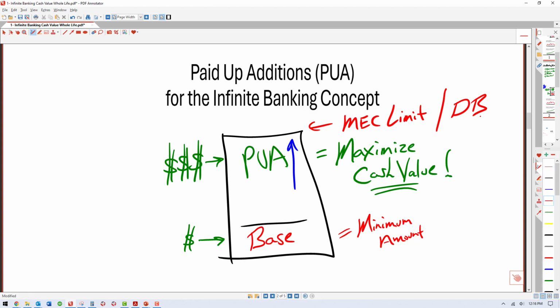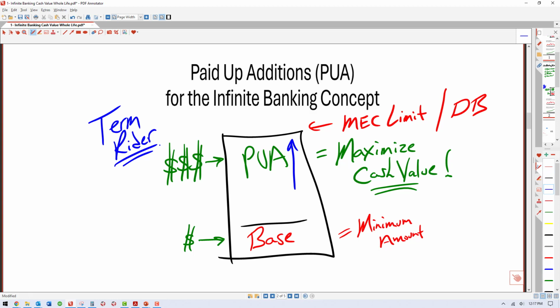Well, if we're minimizing the base premium to purchase the least amount of whole life insurance, how do we get the MEC limit higher so that you can get extra cash going into PUA? By adding a term rider to the whole life policy. So this is term insurance, and the term insurance rider might be on the policy for 7 years, 15 years, 30 years. It depends on how much premium you're putting into the policy. If you're doing any additional lump sums, your age, your health rating, those things come into play to determine how long we need the term rider.